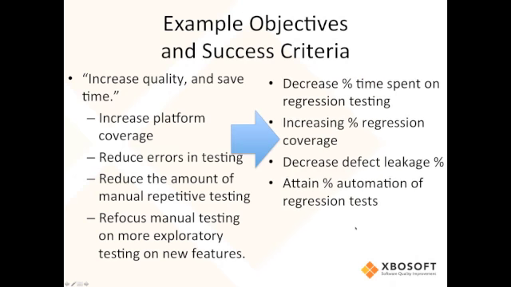Then you think about criteria that, if met, would meet some of those mini objectives on the left-hand side. For instance, decreasing the percent of time spent on regression testing would fit with reducing the amount of time on manual repetitive testing. Attaining a certain percentage of automation on regression tests at the bottom there, let's say you shoot for 40% or something like that, would in turn enable manual testing to refocus on more exploratory, newer features.